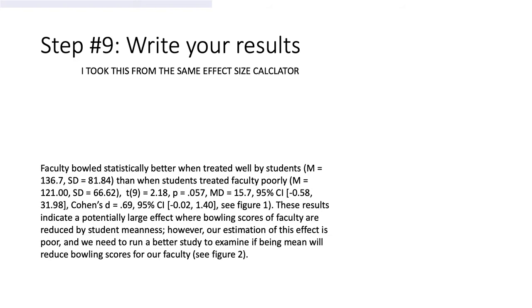These results indicate a potentially large effect where Bolling scores of faculty are reduced by student meanness. However, our estimation of this effect is poor, and we need to run a better study to examine if being mean will reduce Bolling scores for our faculty.